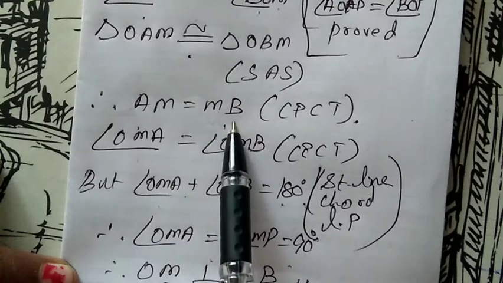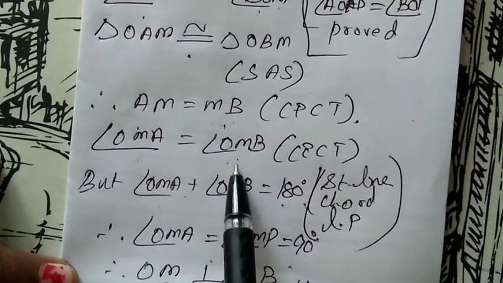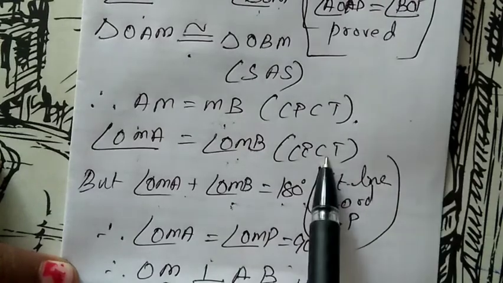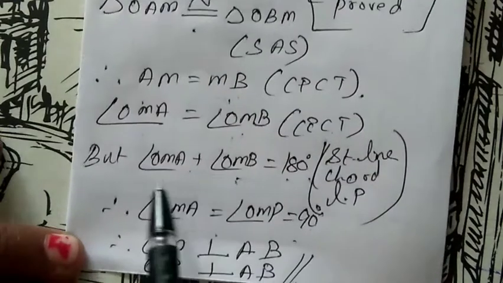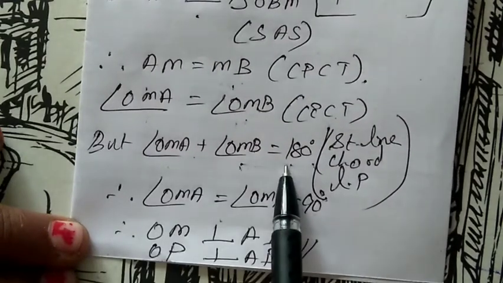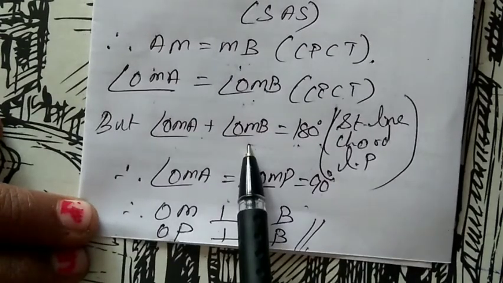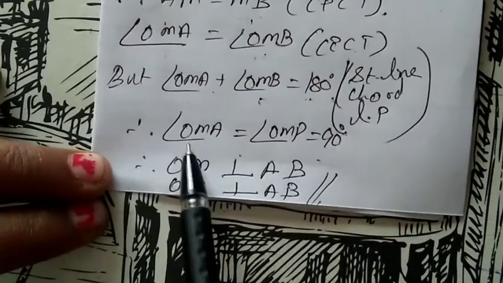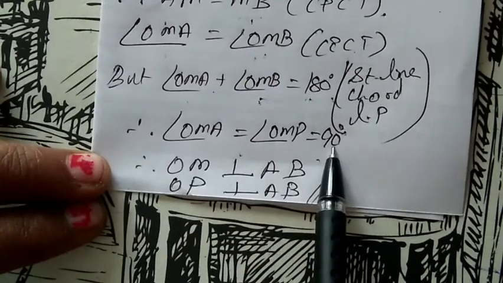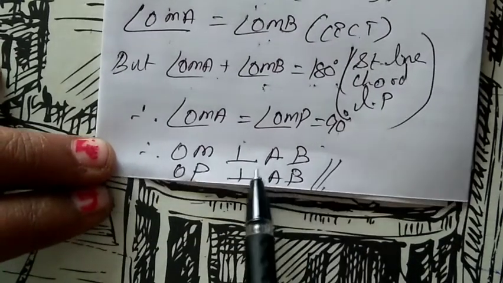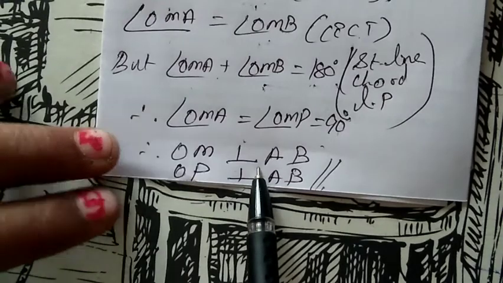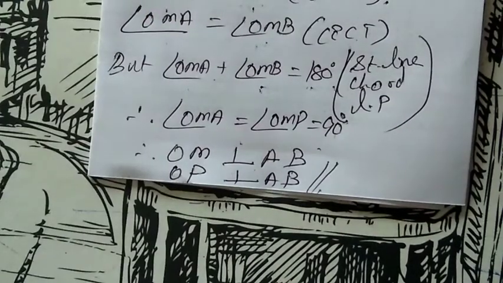So when they are equal, the angles containing them are also equal. That is also by CPCT. But by diagram, we know that is a straight line, linear pair. So it is 180 degree. And the angles are equal and they sum up to 180. So both the angles should be equally 90 degree. 90 degree means what? It is perpendicular bisector. So that way we have completed the second subdivision.